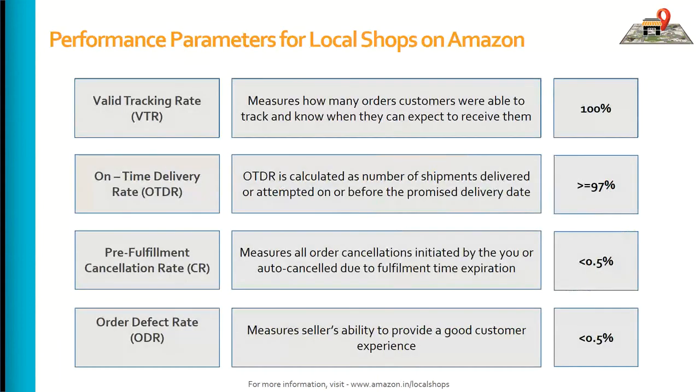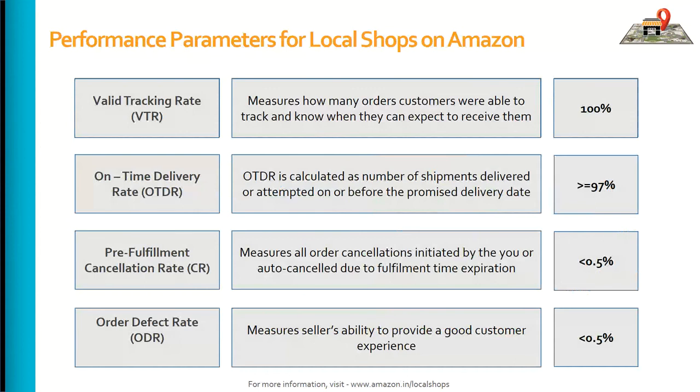Like I said, dear sellers, in today's webinar, we'll discuss more about the performance parameters or metrics of Local Shops. There are four major metrics, or I could say the most important metrics, to have the Prime badge on this program and potentially have a good seller experience: maintaining your performance parameters or metrics. That is VTR, which is also called valid tracking rate.